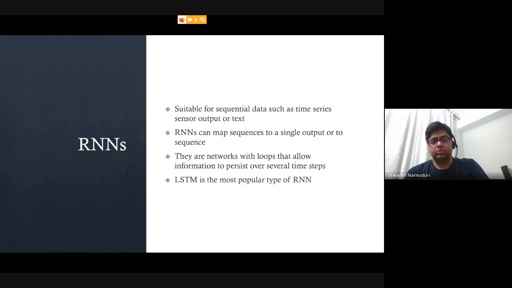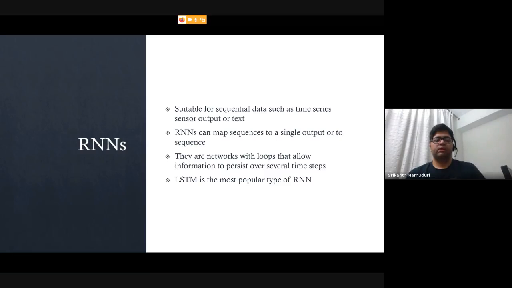Coming back to RNNs, they are really suitable for sequential data, and there are two different types of RNNs. One is mapping a sequence to a single output, like you see a time series and then you are predicting, for example, if you're analyzing stocks, whether the stock will increase tomorrow or decrease tomorrow. But you can also have a mapping of a sequence to a sequence. For example, if we are using an RNN to do translation from one language to another, then you have to map a sentence to a sentence. So you are not mapping a sequence to a single output, but a sequence to a sequence.